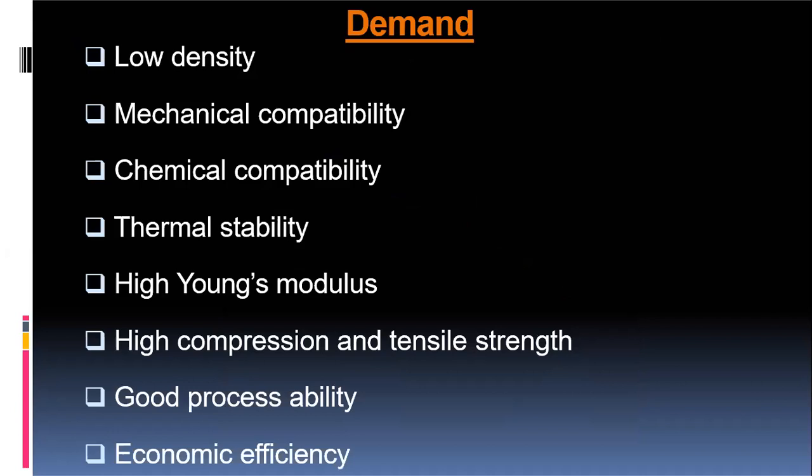Next, what is the demand? Why is there demand for the metal matrix composites? Why are we using metal matrix composites so highly? They have some properties. The first one is low density. The density of the metal matrix composites is very low, and aluminum is highly used. Second one is mechanical compatibility, that is, the mechanical properties are highly useful. Next, chemical compatibility, thermal stability, and high Young's modulus. So these are all the different mechanical, chemical and thermal properties of the metal matrix composite.